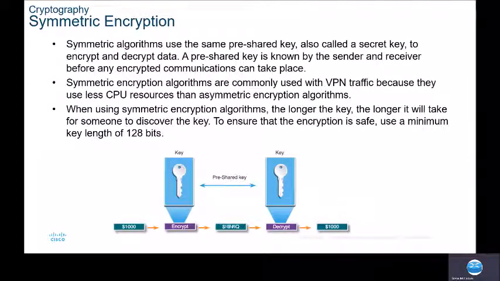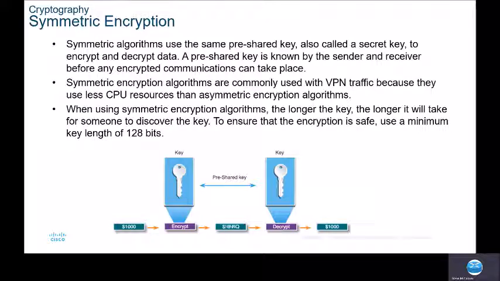Now with symmetrical encryption, why they call it symmetrical is you use the same key to both encrypt and decrypt the data. So you use the same pre-shared key, also known as the secret key, to encrypt and decrypt data. A pre-shared key is known by the sender and the receiver before an encrypted communication can take place.